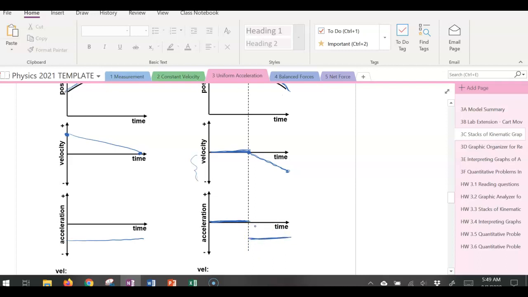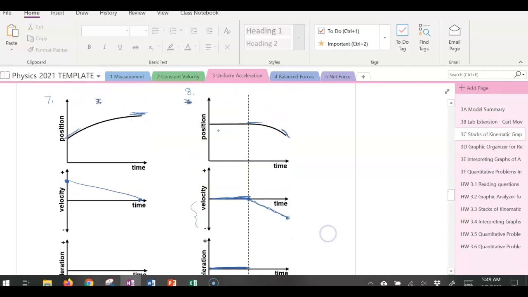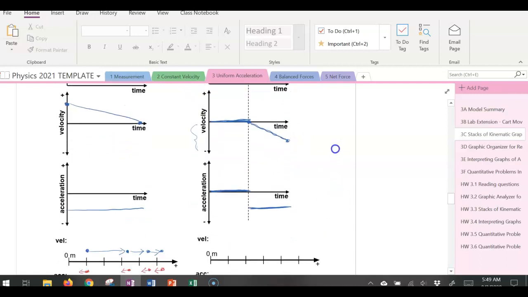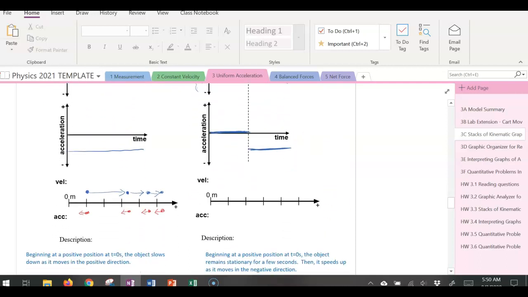Okay, so we have something that is staying still for a few seconds, and then it speeds up in the negative direction. So let's draw that. So I'm going to draw something that's staying in the same position for 3 seconds, and then it starts speeding up as it goes in the negative direction.